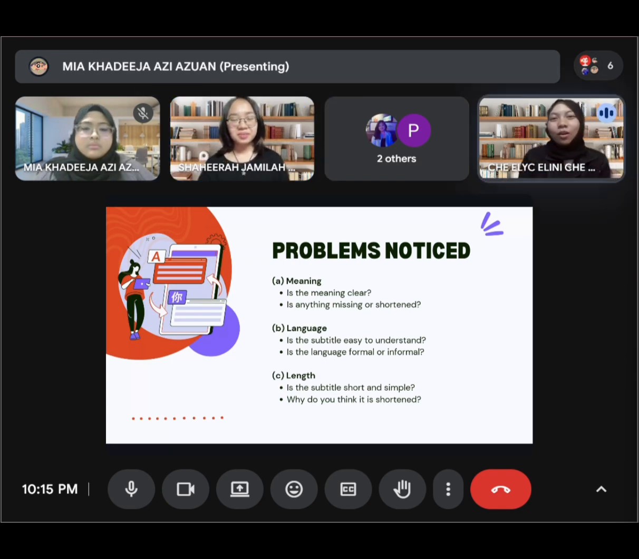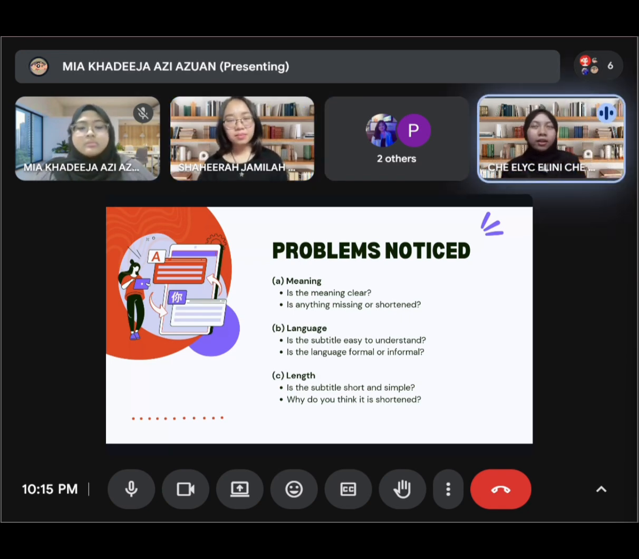So next is language. In terms of language, in general, the language is understandable, but some sentences sound awkward in Malay. For example, "awak yang buat kira" is grammatically understandable, but it is not natural in Malay.